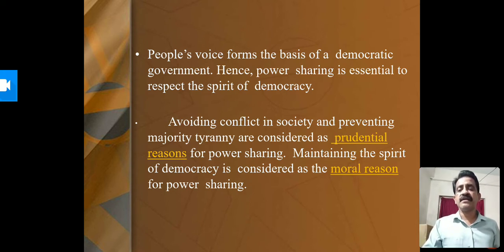Avoiding conflict in the society and preventing majority tyranny are considered as prudential reasons for power sharing. Maintaining the spirit of democracy is considered as moral reason. So these are the prudential and the moral reasons for power sharing.